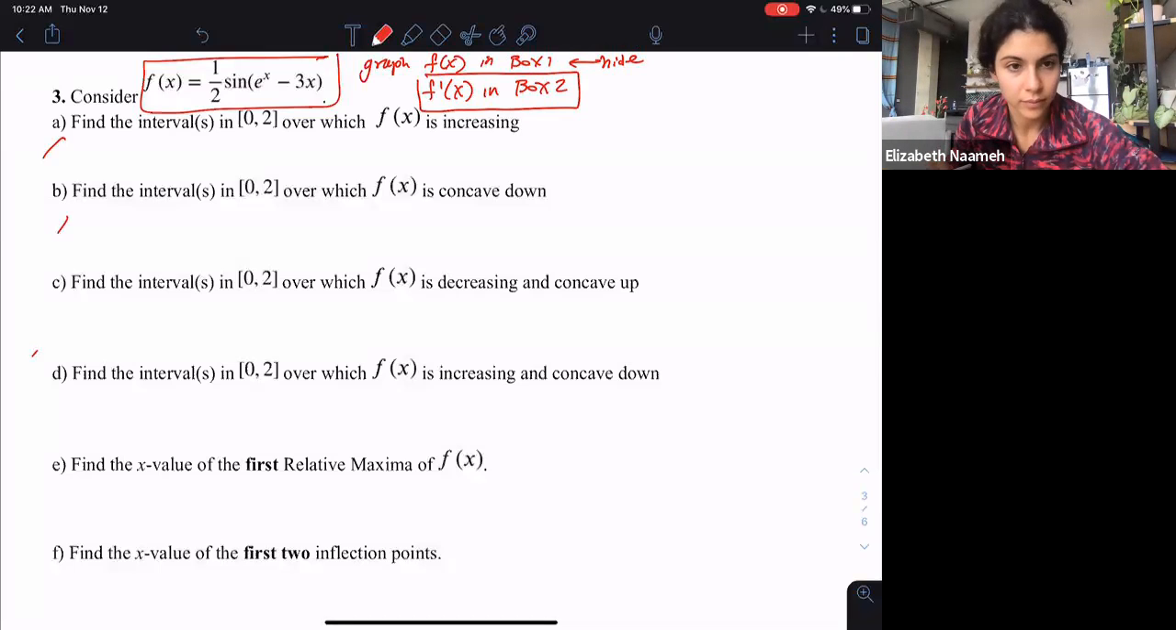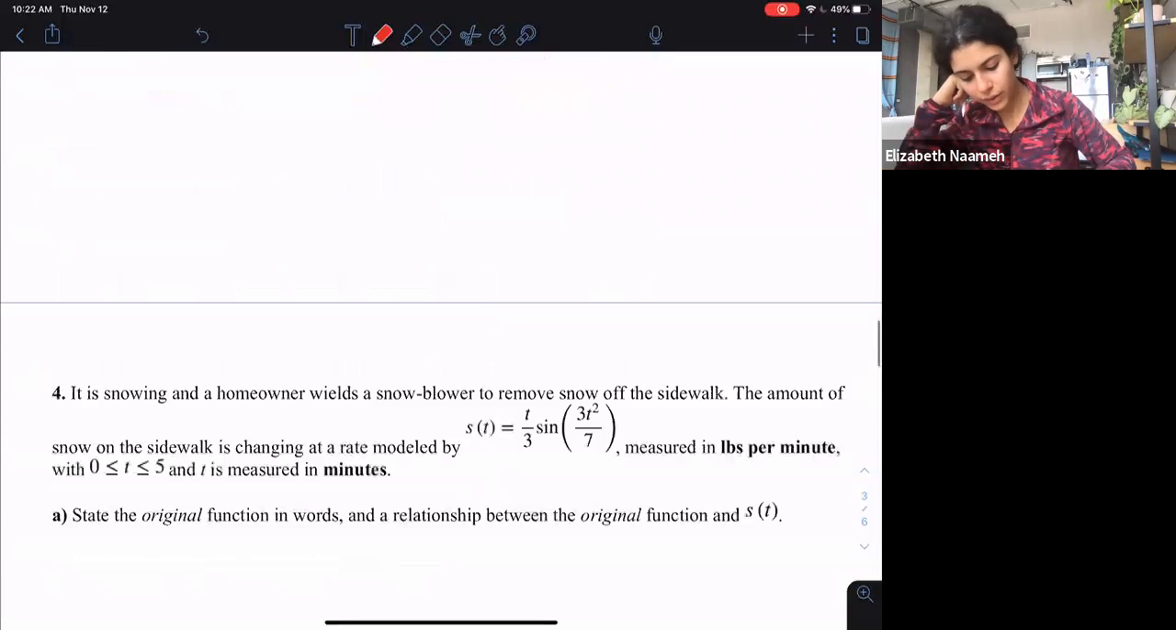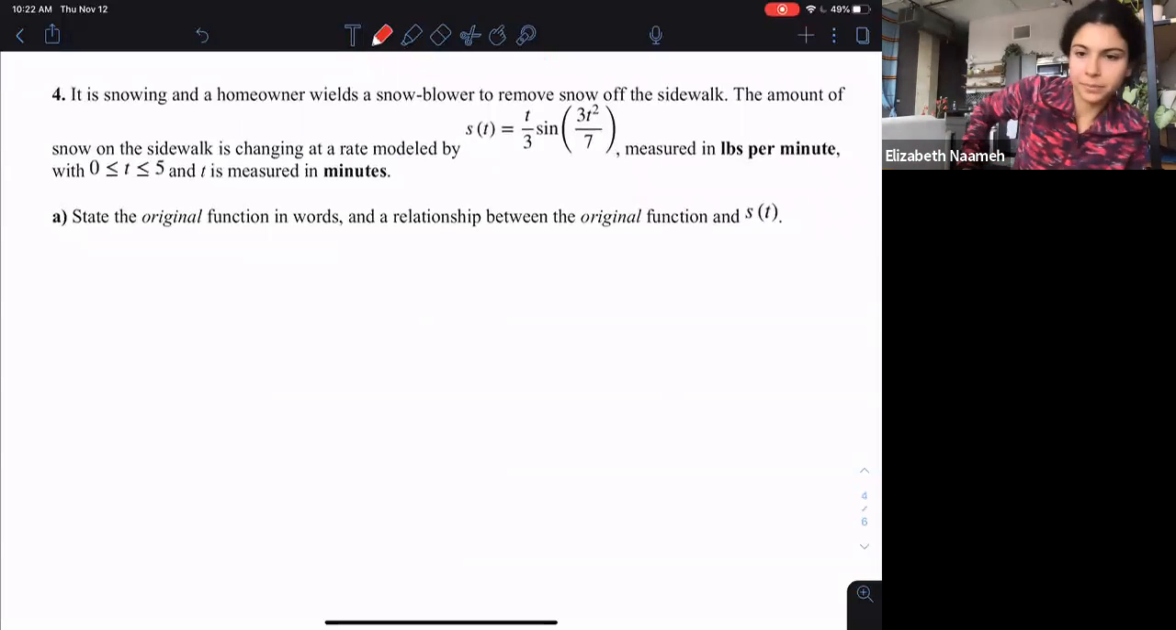Any questions? Okay, you'll have one f prime graph for your homework and you'll have one f graph for your homework. Make sure you're not mistakenly using the original function. Always use the derivative. Okay, we move on now.